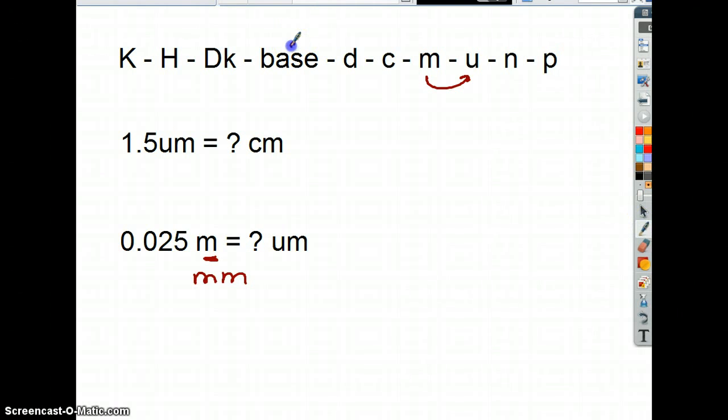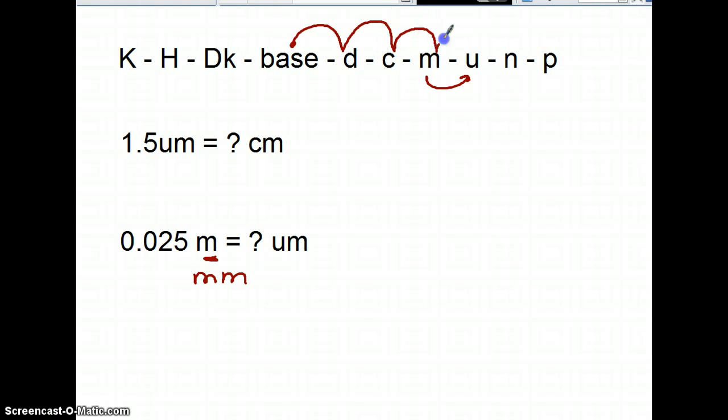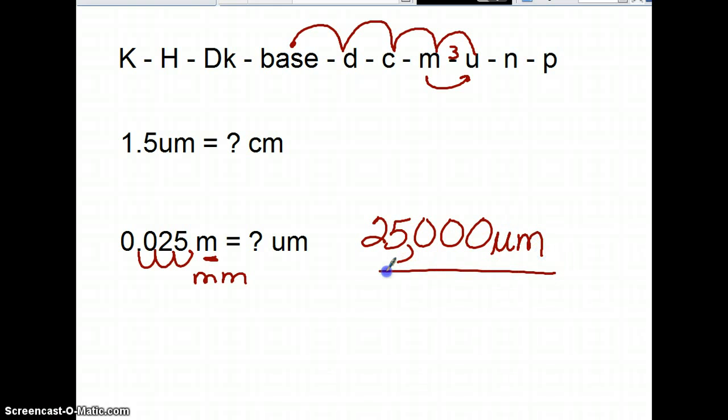So that would be from here, and we're going to go 1, 2, 3, 4, 5, 6. Remember, that's a 3 space jump. So we're basically moving our decimal point 6 to the right, which would be 1, 2, 3. And then we'll have to add 3 zeros. 4, 5, 6. So it would be 25,000 micrometers. So that's how you solve that.